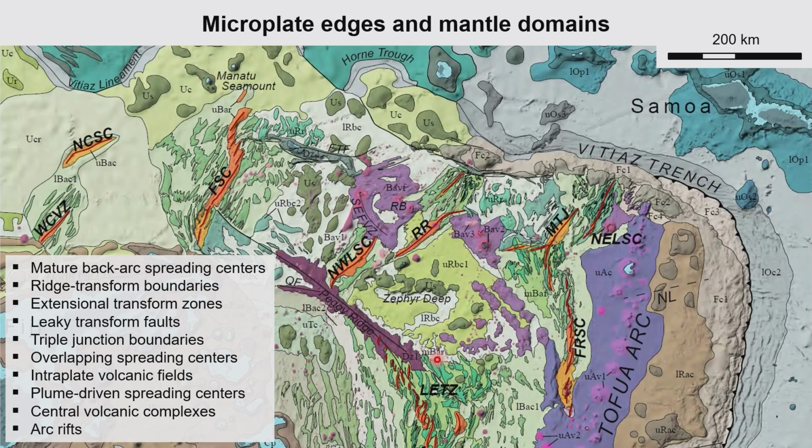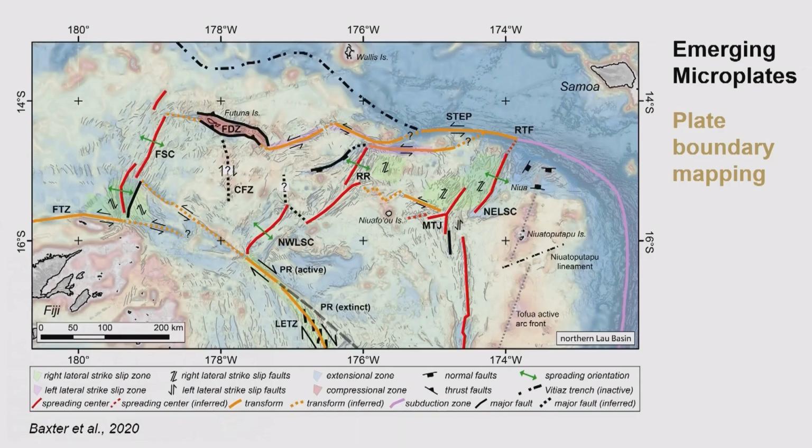These were mapped by Alan Baxter using seismic activity. And you can see that the entire basin is bound by a very large transcurrent fault zone up in the north, which is called the Futuna Deformation Zone, and a very large transcurrent fault zone in the south, which is called the Peggy Ridge. And those are the highways along which this crustal growth can occur.